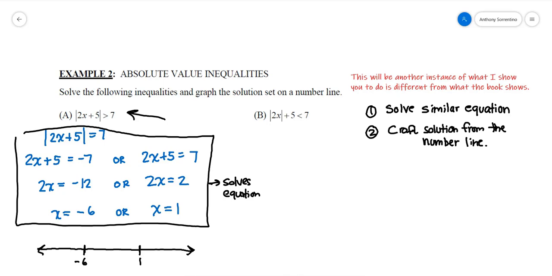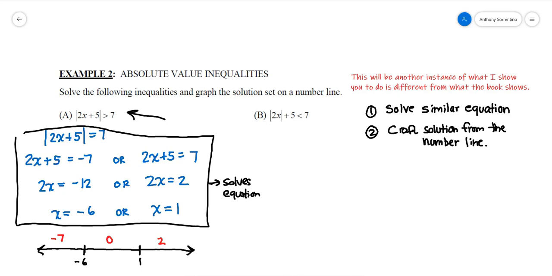So what I do is I'm going to pick numbers from each one of these three segments. So a number before negative 6, negative 7 would be a good one. A number between negative 6 and 1, well, 0 would be a good instance. And a number that's more than 1, we'll just say 2. Now I can pick any number that falls in these regions. I'm just using these as representatives.